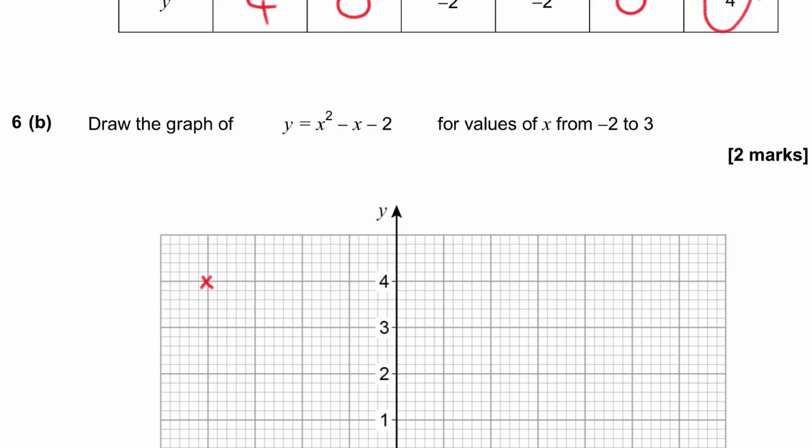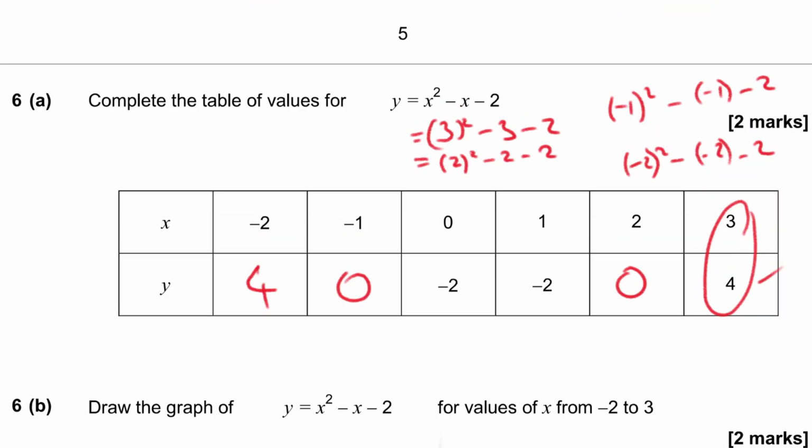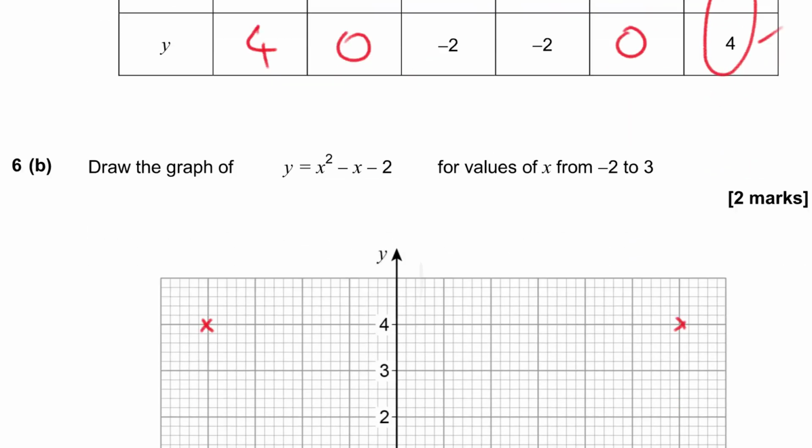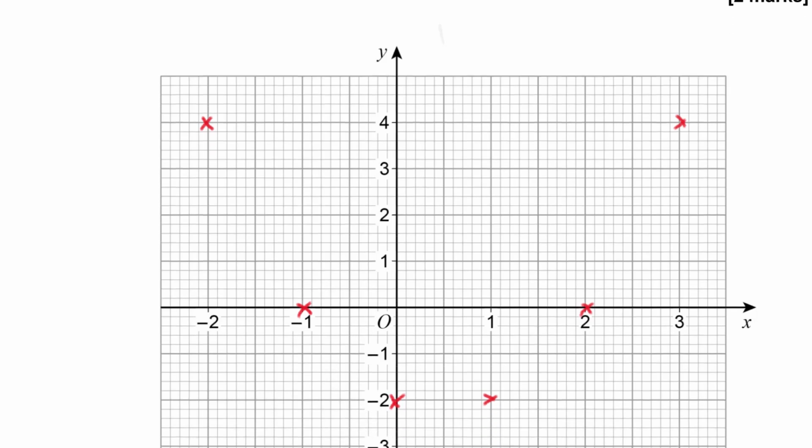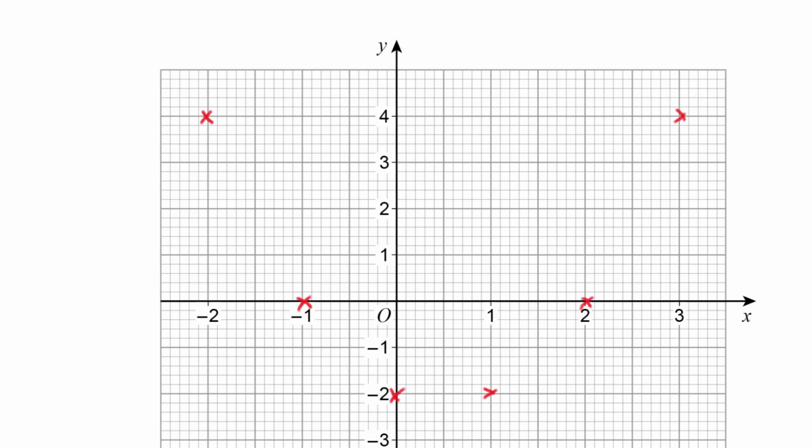And 3, 4. Okay. Now this was a quadratic equation, so we were expecting a parabola, and that is what we've got. So I'm feeling pretty confident here that we've got it right. The last part is to draw a continuous curve passing through each of your points.